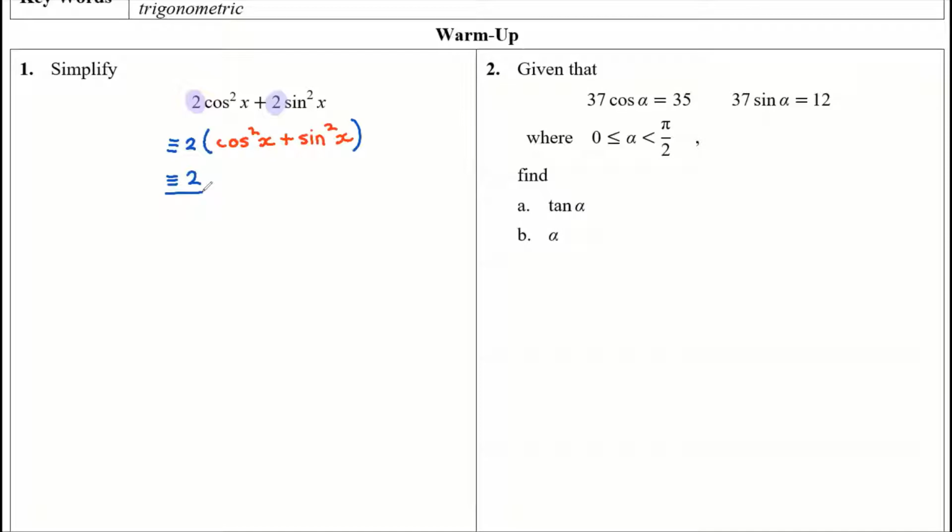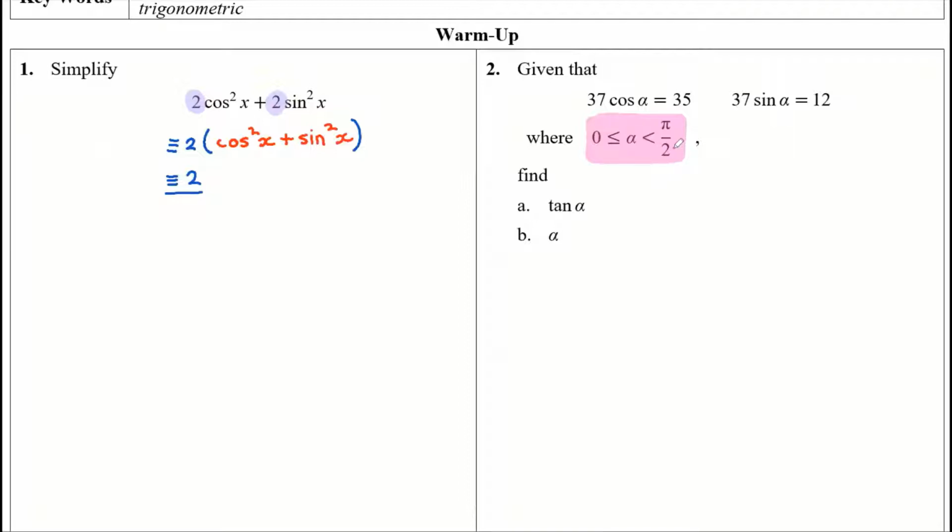Moving on to question 2, we're given 2 relationships, sine and cos of some angle alpha. And we're told alpha is an acute angle. Now, how do I know that? Well, it tells us here. It's between 0 and pi over 2, not including pi over 2, of course, because that would be a right angle. And we have to find tan alpha and the actual angle itself.